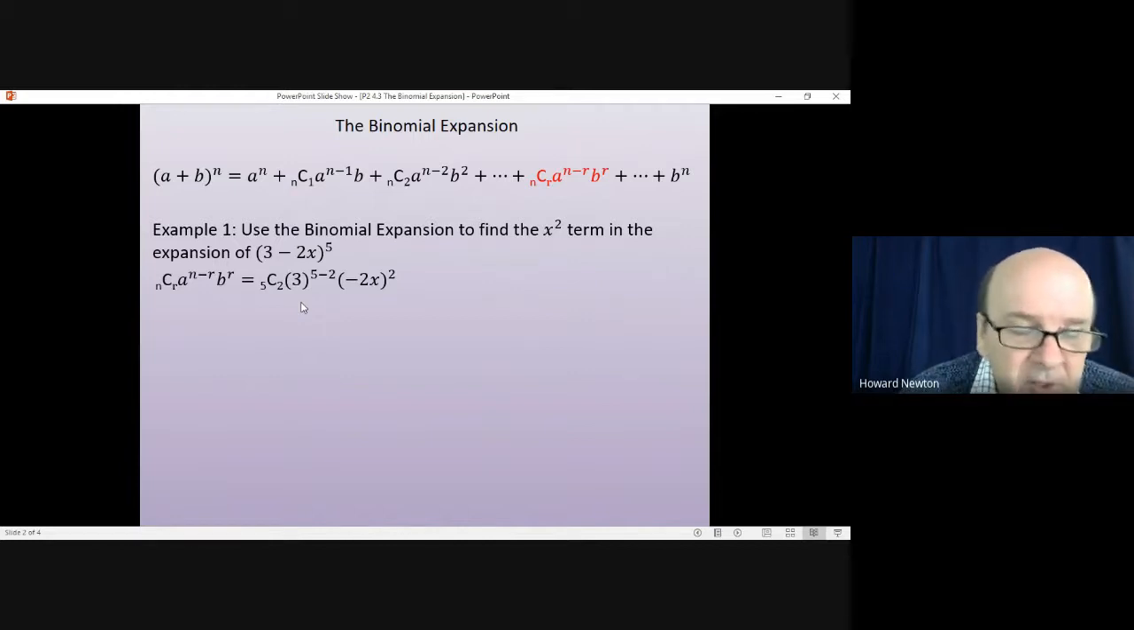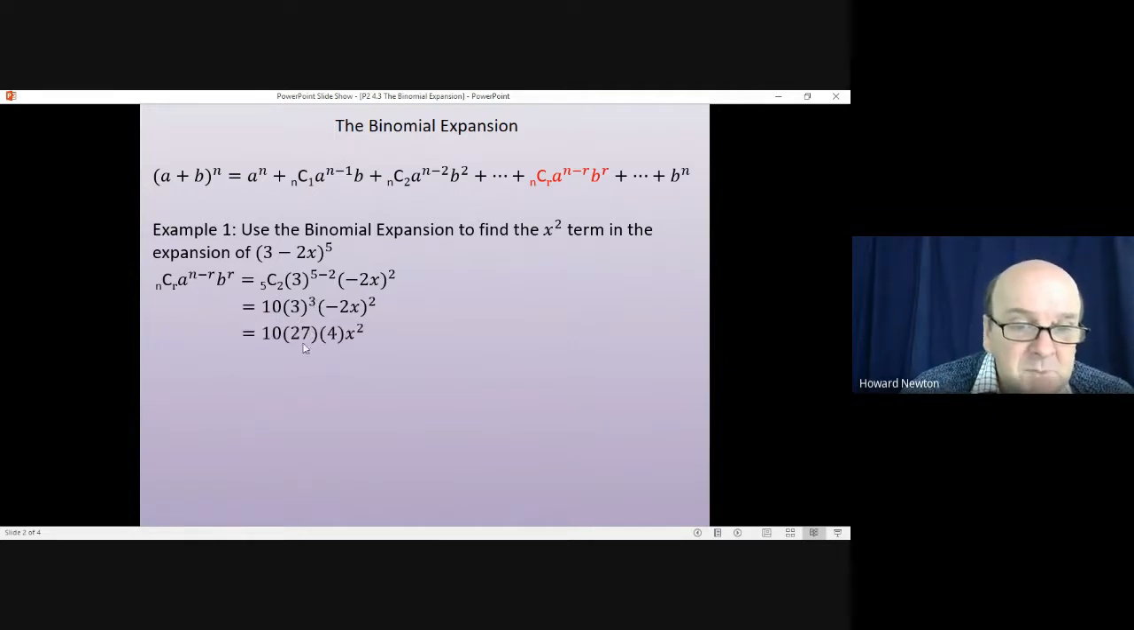Okay, just have a look at how all of this works out. So 5 minus 2 gives us the power of 3 here. If I choose 2, you could do it on your calculator, or you could do it using Pascal's triangle. Either way, you'll get 10 for the answer. 3 cubed is 27. We've got minus 2x squared here. Do be careful with this. So minus 2 squared gives us plus 4, and x squared is just x squared.